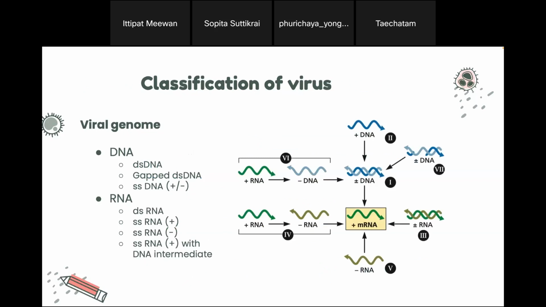So we may have a question: why do viruses need to have such a variety of genomes? Why don't viruses only contain mRNA? Because mRNA is the most important for protein synthesis. So why don't all viruses just contain mRNA? That may be a question. Do you want to guess why?